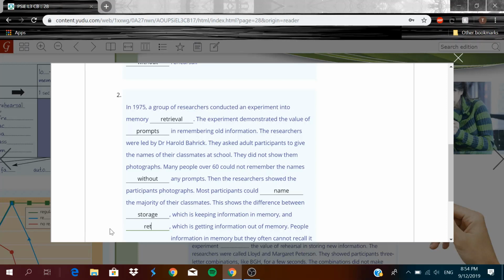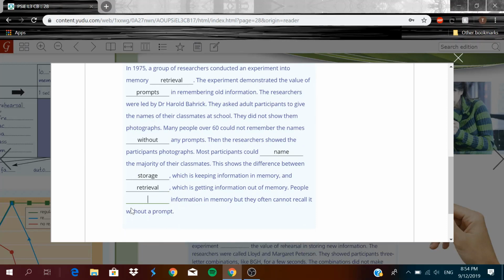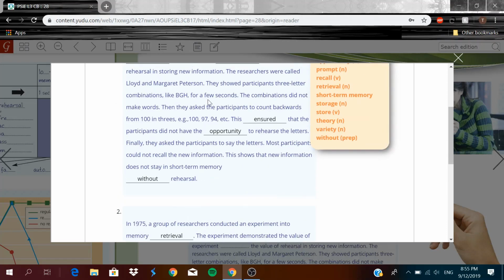Here we have R-T-R-I-E-V-A-L, retrieval, which is getting information out of memory. People dash information in memory, but they often cannot recall it without a prompt. So people store, okay, coming from the word storage, all right? Store information in memory, but they often cannot recall it without a prompt, okay? So these were the two texts.